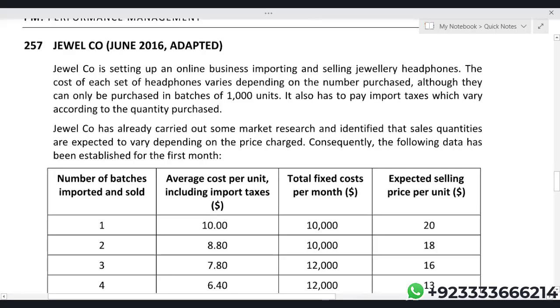Jewel company. Let's see, another good question. Jewel company is setting up an online business that is importing and selling jewelry and headphones. So they are setting up an online business, importing and then selling jewelry and headphones. The cost of each set of headphones varies depending on the number of purchases, although they can only be purchased in batches of 1,000 units. So you cannot buy less than 1,000 units, okay?